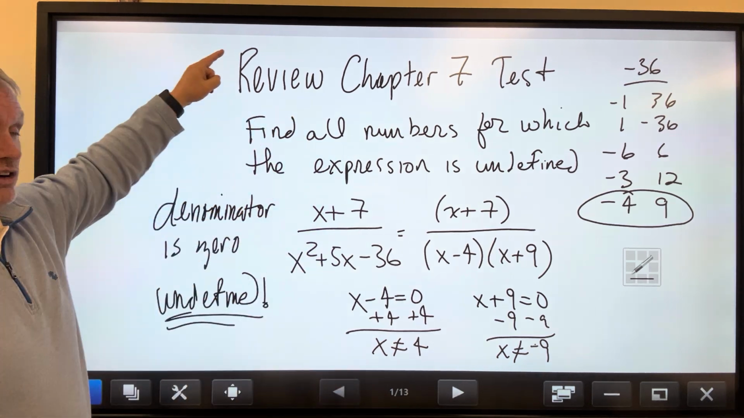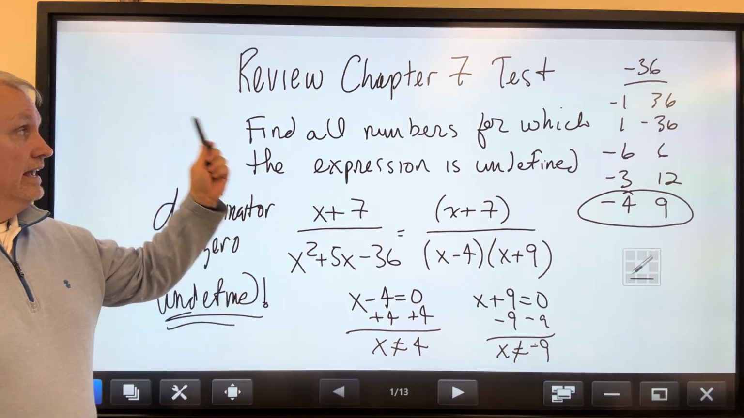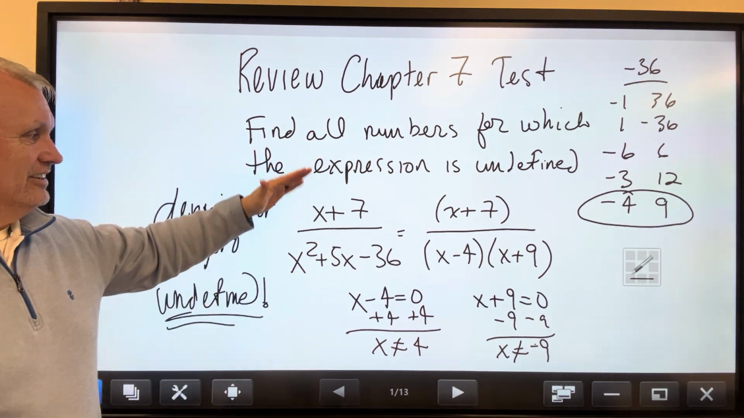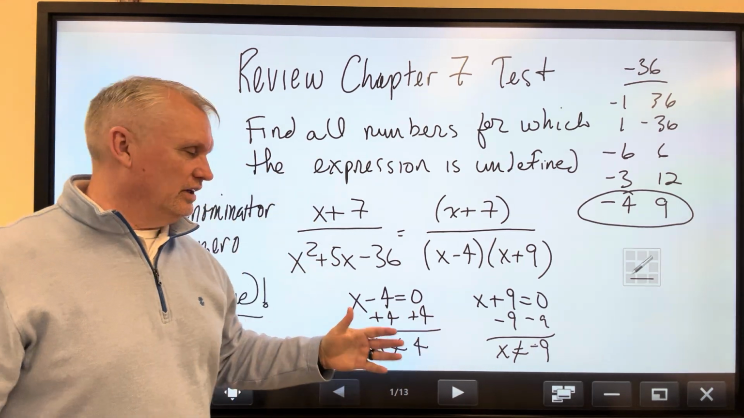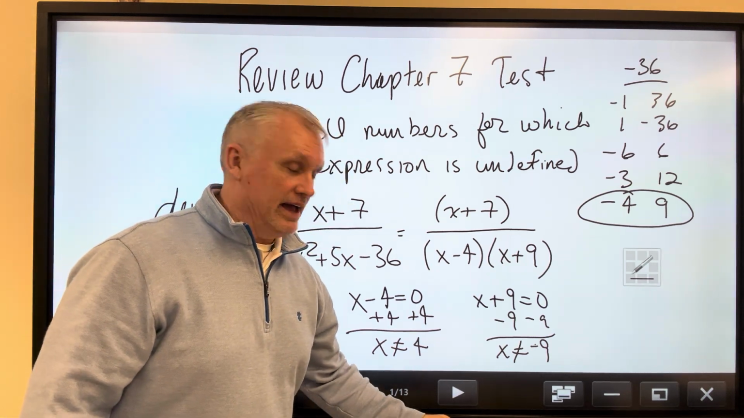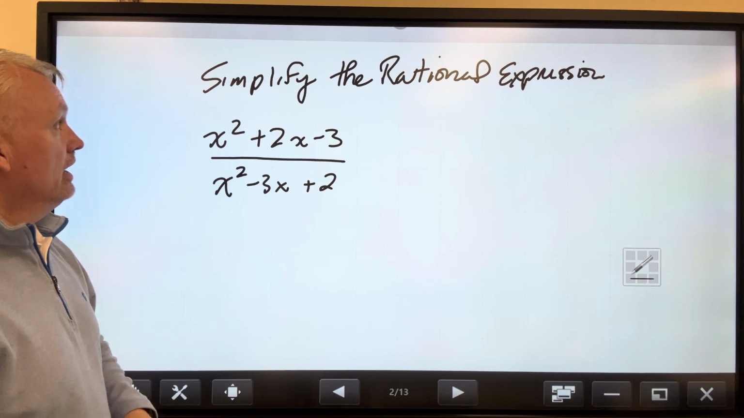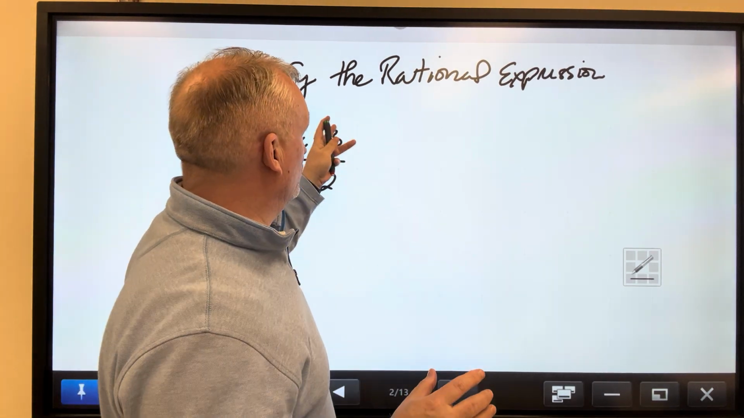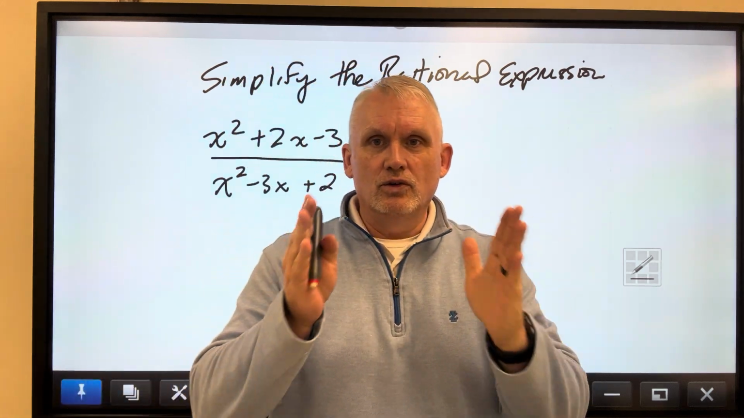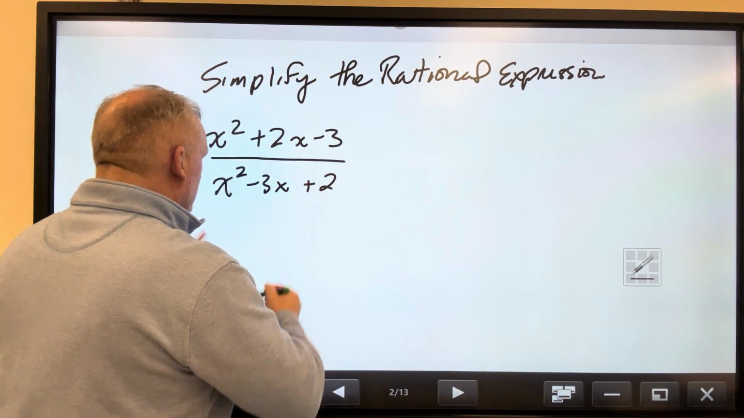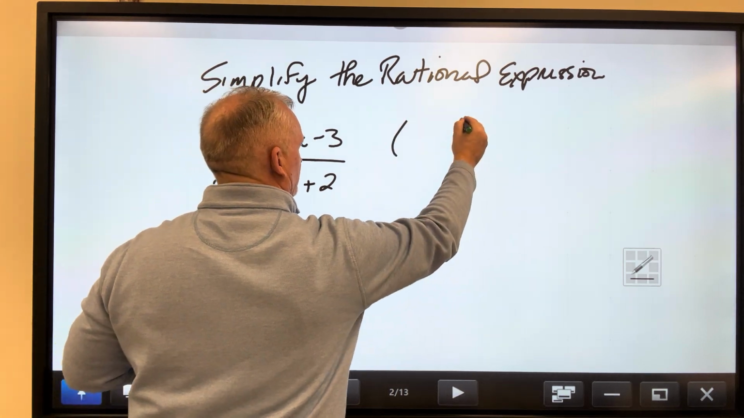So the first thing that you're going to need to know how to do is find all the numbers that make this expression, an expression doesn't have an equal sign, undefined. You don't lose factoring. Simplify. Simplifying this rational expression just tells you I've got to factor. So let's factor this.